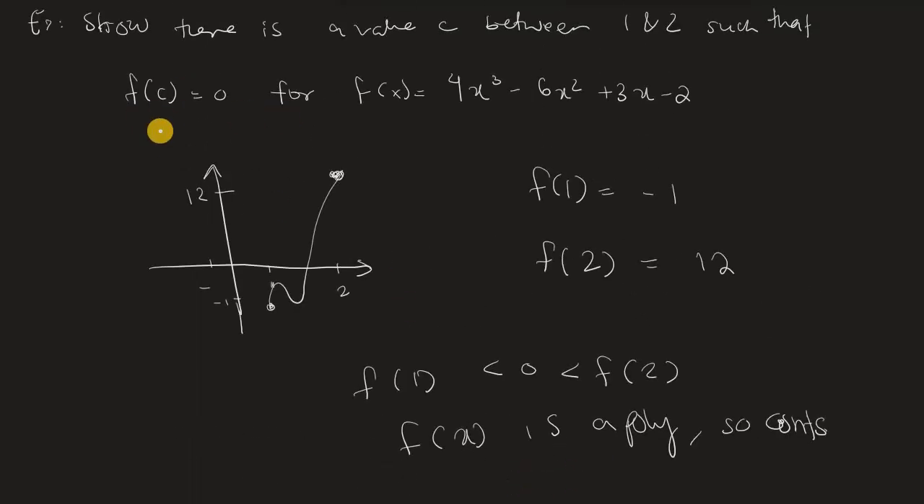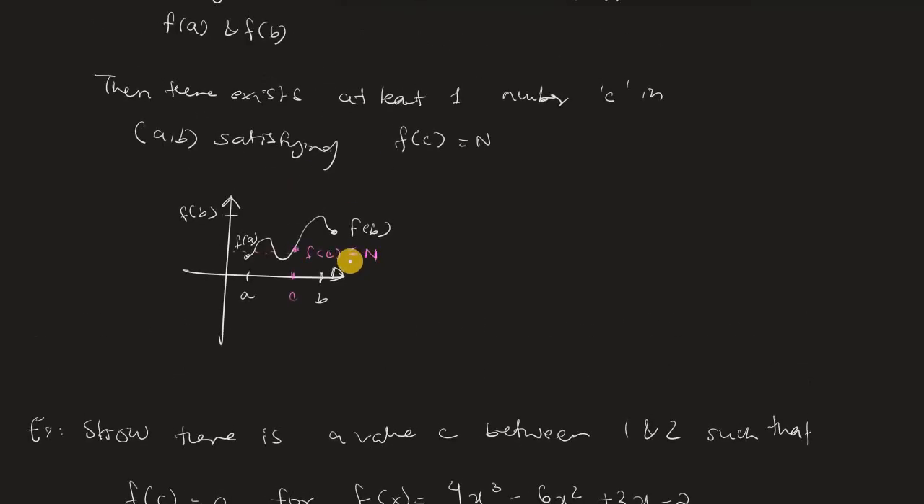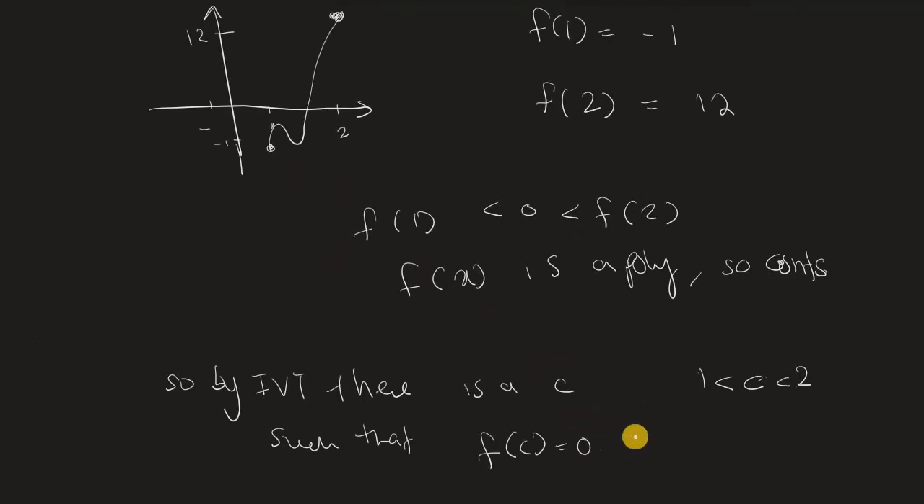So f of c equals 0, and there basically exists a number c that makes f of c equal to 0. So that's pretty much it for this problem. Let's move on to the second question.